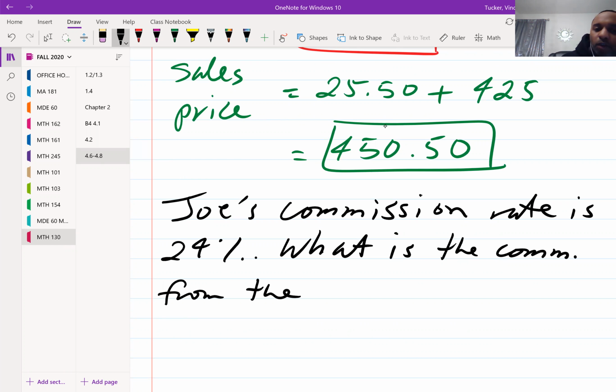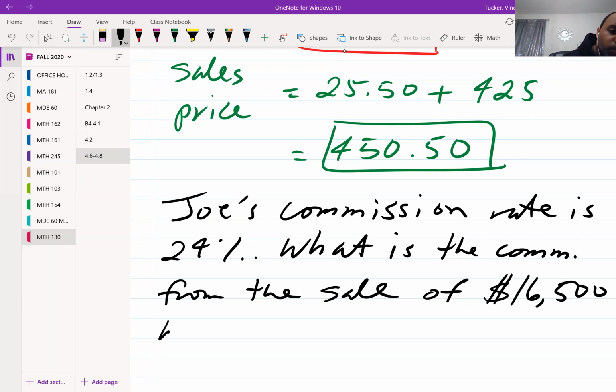Okay, Joe's commission rate is 24%. What is the commission from the sale of $16,500 worth of windows? All right, so commission and sales tax, pretty much the same type of situation.